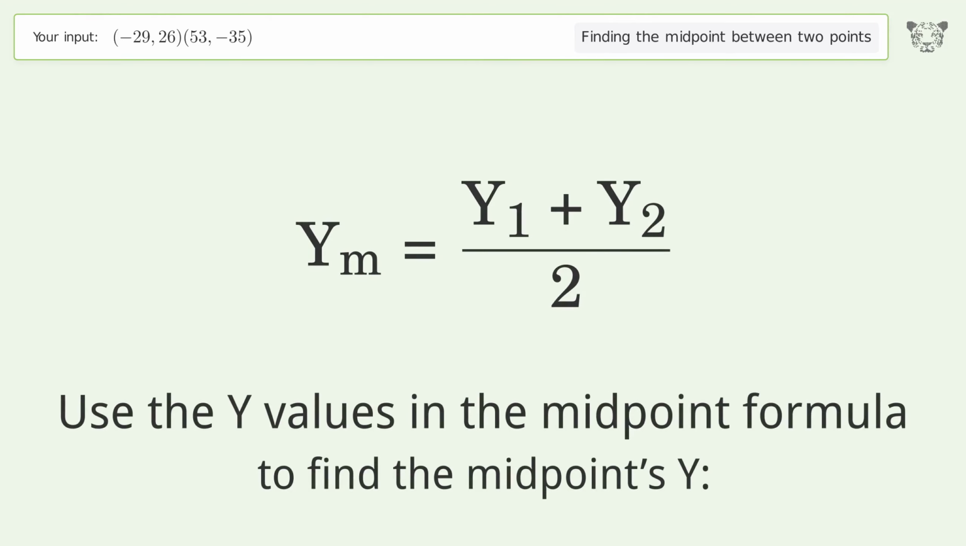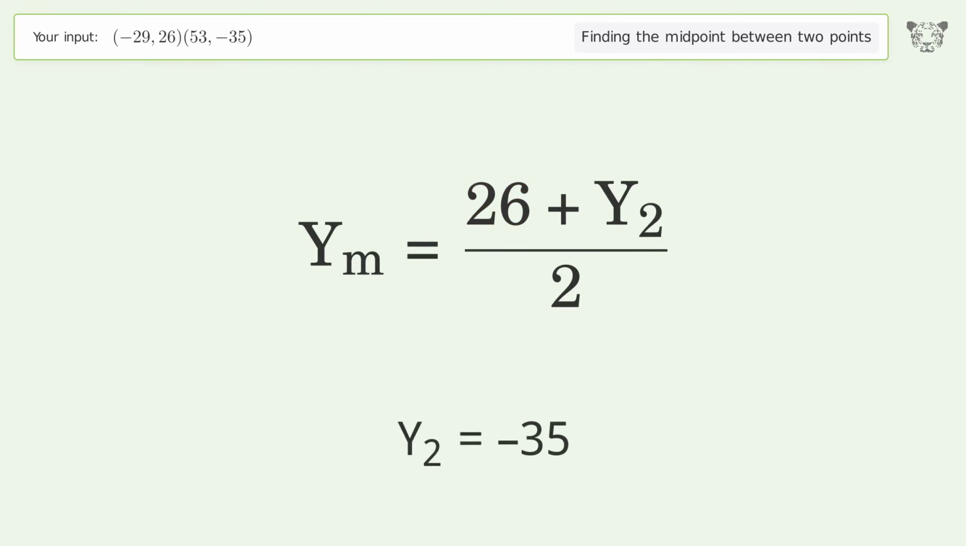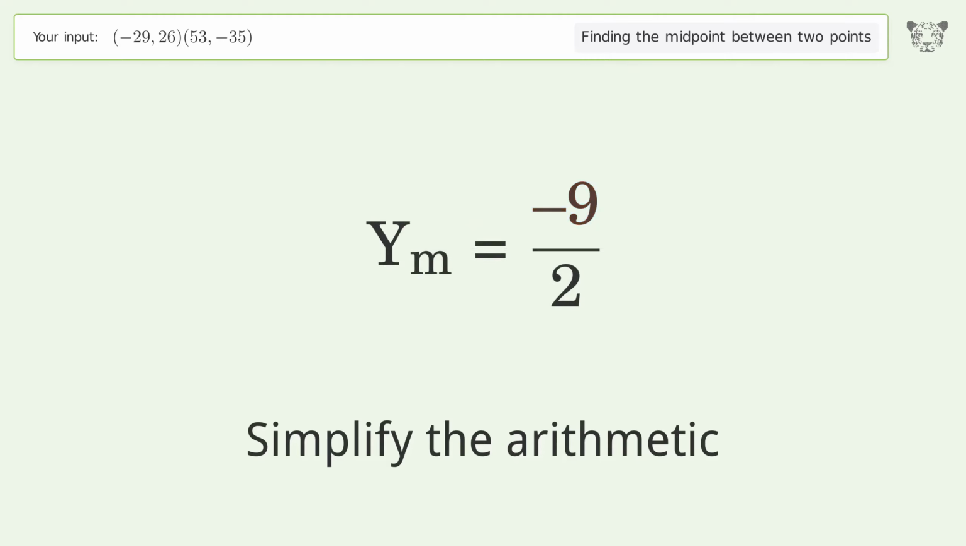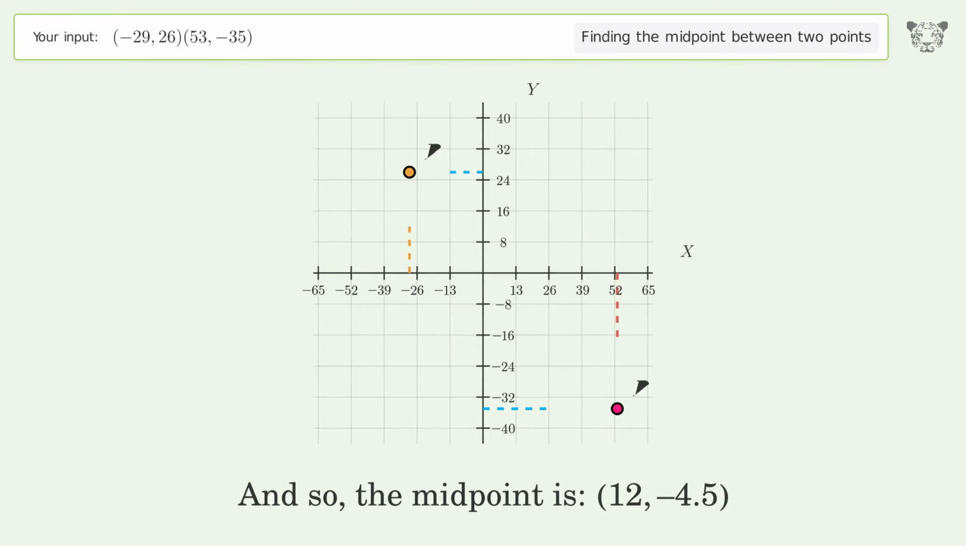Use the y values in the midpoint formula to find the midpoints y. y1 equals 26. y2 equals negative 35. Simplify the arithmetic. And so, the midpoint is 12, negative 4.5.